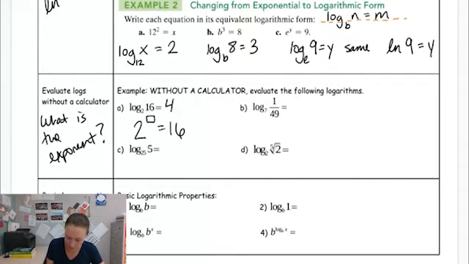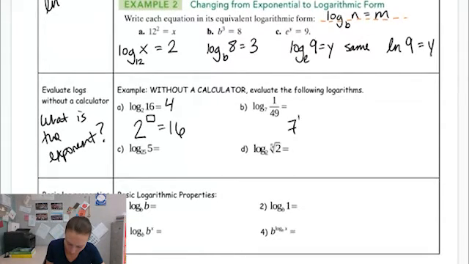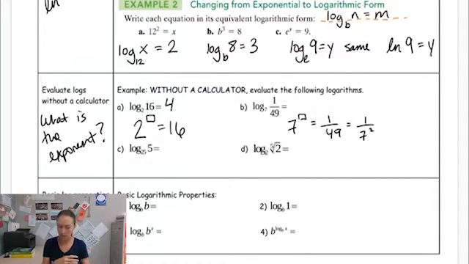Log base 7 of 1 over 49. So I want 7 to the what power equals 1 over 49. Now notice 49 is 7 squared. So it's really like 7 to the what power is 1 over 7 squared. Well, we use negative exponents when we want things to become fractions. So that would be a negative 2 exponent.